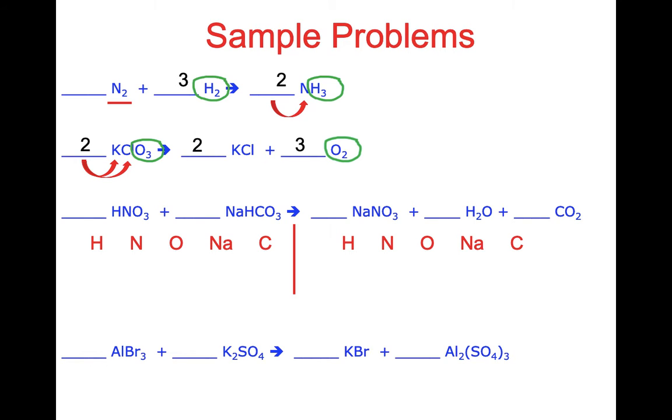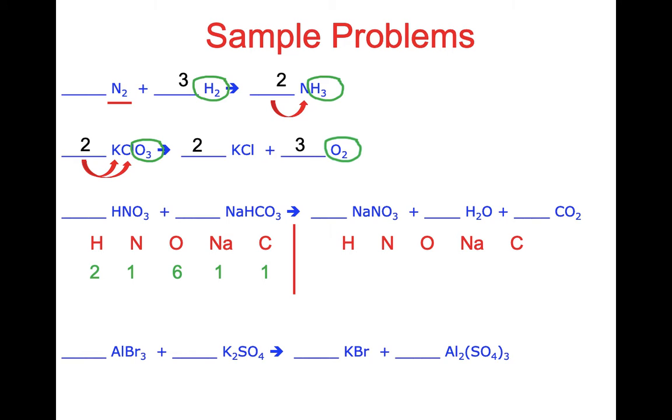Add up your hydrogens. I see hydrogen in 2 places. That gives me 2. I see nitrogen in 1 place. I see oxygen in 2 places. I see sodium in 1 place, and I see carbon in 1 place. So when I combine those all together, I have 2 hydrogens, 1 nitrogen, 6 total oxygens, 1 sodium, and 1 carbon. Now let's look at the other side.